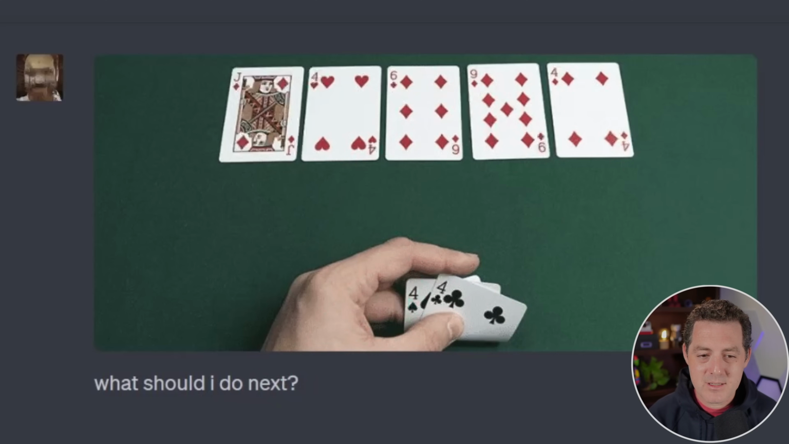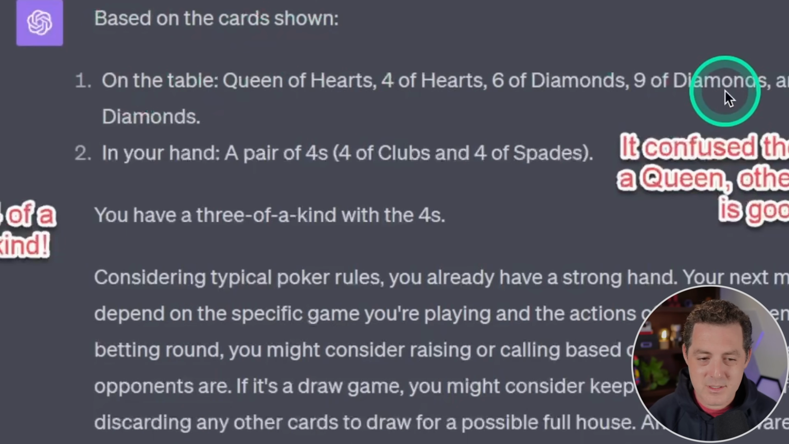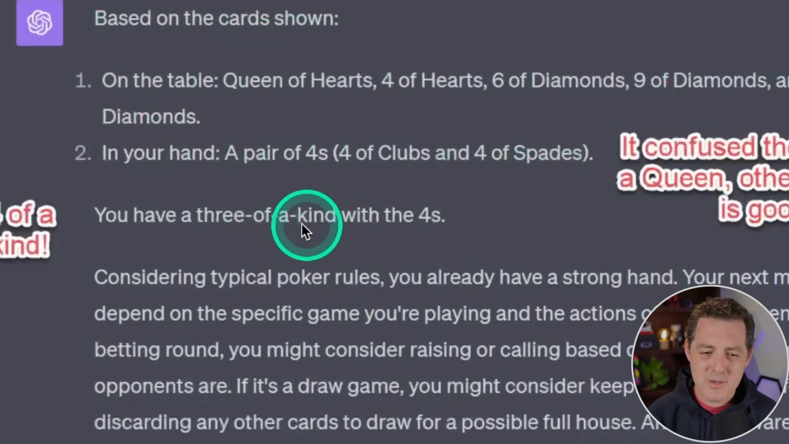ChatGPT says, based on the cards shown on the table and what's in your hand, you have 3 of a kind with 4s. So that is not true because there's actually 4 of a kind, 2 4s in the hand, 2 4s on the board. Considering typical poker rules, you already have a strong hand. Your next move should depend on the specific game you're playing and the actions of your opponent. That is correct. You can't actually make a decision in a vacuum. If it's a betting round, you might consider raising or calling based on how aggressive your opponents are. If it's a draw game, you might consider keeping your 3 of a kind and discarding any other cards to draw for a possible full house. So this one definitely made a mistake here.